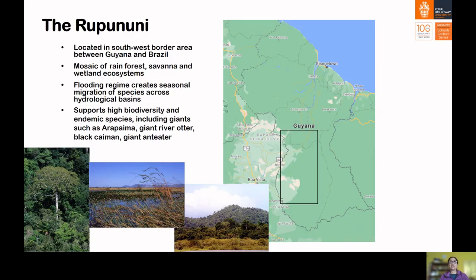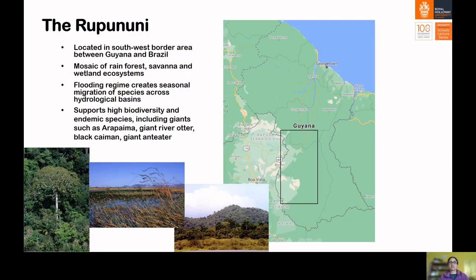It's very unique in that it has this kind of mosaic of rainforest, savanna and wetland ecosystems. So you have a lot of standing primary rainforest, you have natural savanna that has been there for hundreds of thousands of years, and then you have a lot of rivers, ponds, creeks, these types of wetland ecosystems, and they're all connected together.